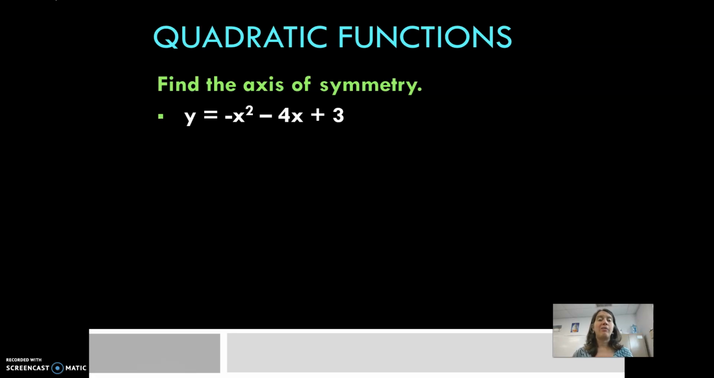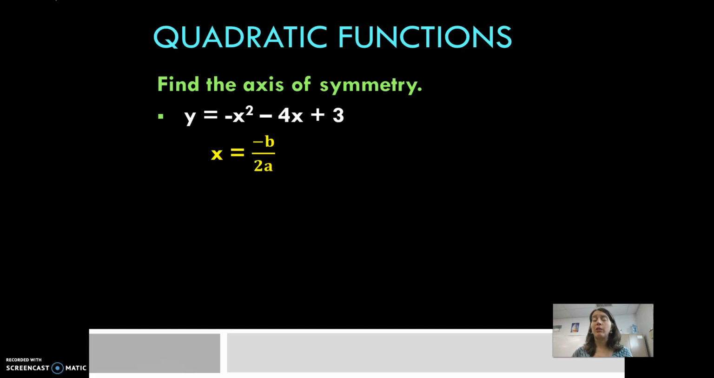If I were to give you the equation y equals negative x squared minus 4x plus 3, and I had to identify the axis of symmetry. Well, because I do have our equation, we're going to want to follow our format that x equals negative b over 2a. Well, let's go ahead and identify those two values. The b is, again, what I see right in front of the x. In front of the x, I see a negative 4.